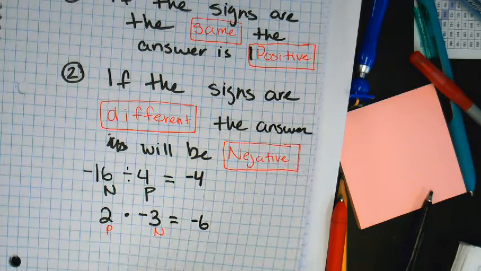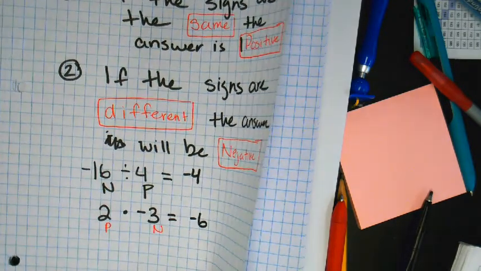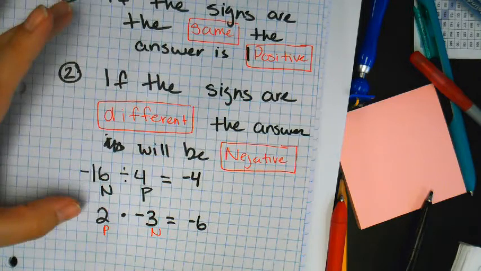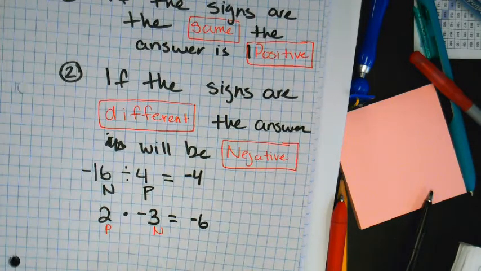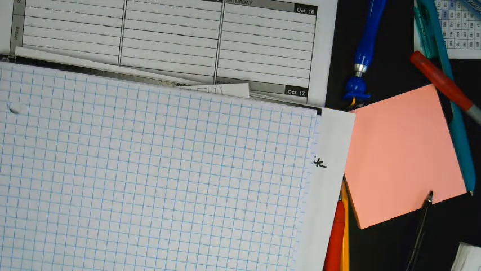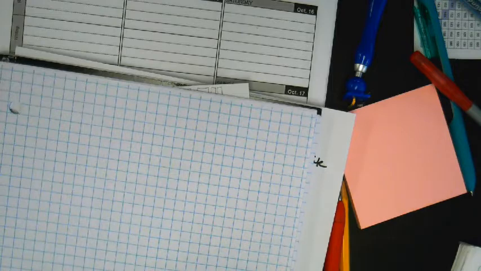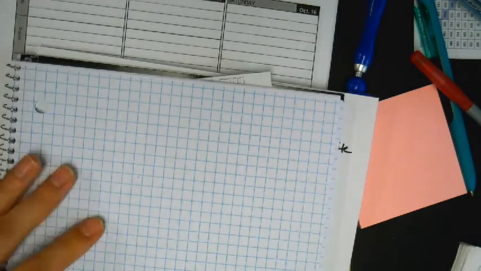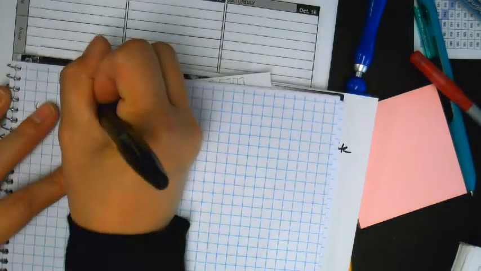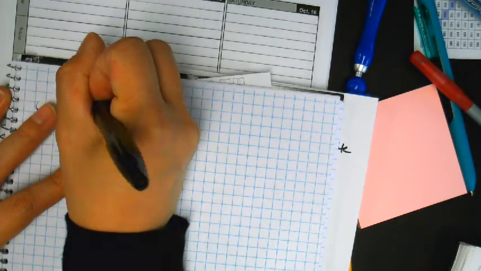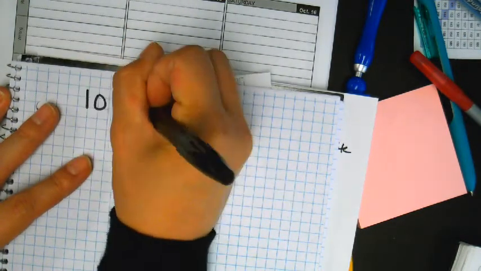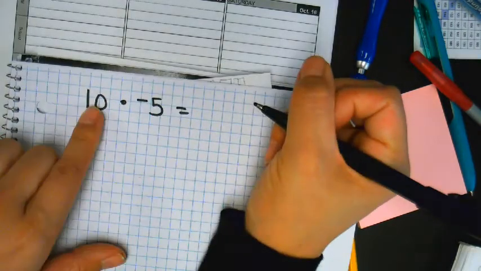The number one mistake kids make is they apply this rule, which is a pretty easy rule, to addition and subtraction. And it's like, no. Remember, that's why we spend so much time on addition and subtraction, because the rules are a lot harder than this one. These rules are easy. Hence, we wait until the very end to teach them to you. So, if I have 10 times negative 5, what's 10 times negative 5?